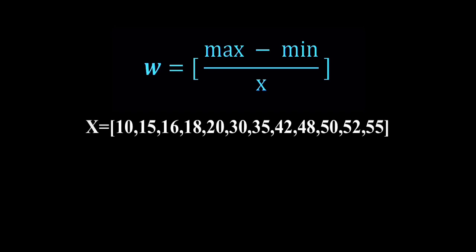To understand this process more, let's apply it on this dataset. Here we have X and we have several samples of values. You can see that the minimum value in this list is 10. The maximum is 55. Let's find the width after indicating x equal to 4 as the number of bins. So the result will be 55 minus 10 divided by 4, and we will round the answer up. We will obtain 12.